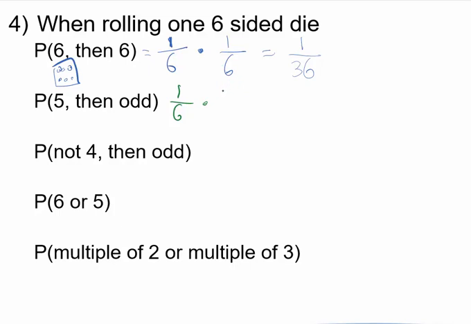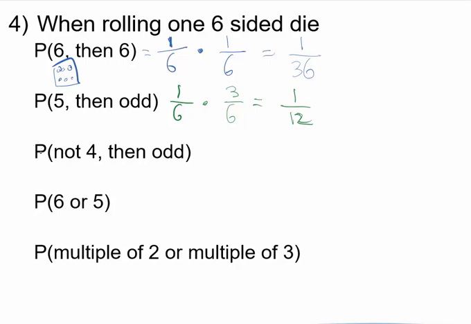Now for the odd numbers, there's two ways to write this. I'll write it this way. There's 3 numbers on the die that are odd out of 6, but you could also write that as 1/2. Same thing. And if we multiply this, this should reduce to 1 over 12. Again, not getting into the difference between probability, odds, chances, all that stuff here. Just going to keep them as fractions for now. Maybe we'll do a decimal later.